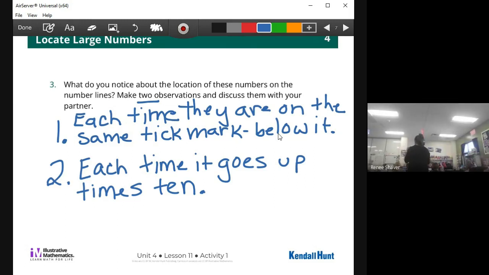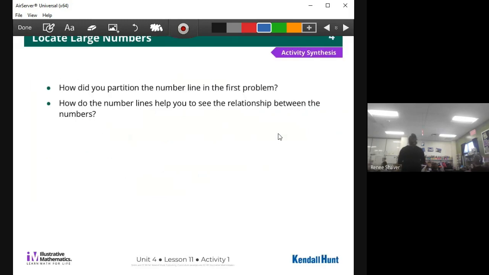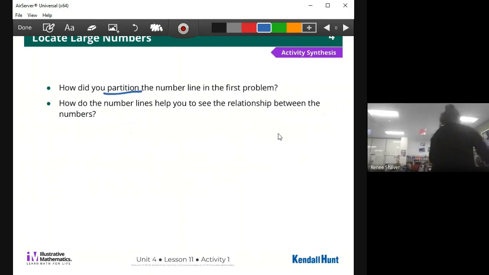Okay. Let's look at activity 2. Oh, we have our activity synthesis. How did you partition? There's our word. Remember, partition is like divide up. How did you partition the number line in the first problem?